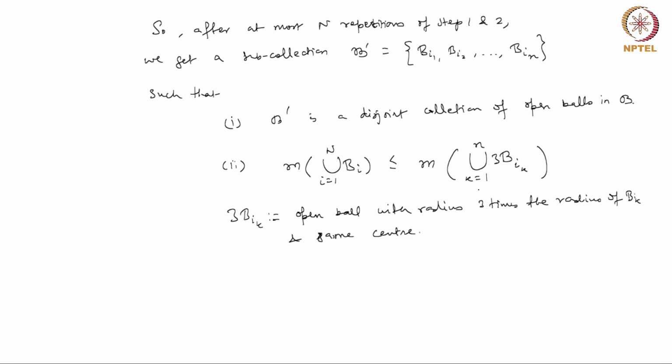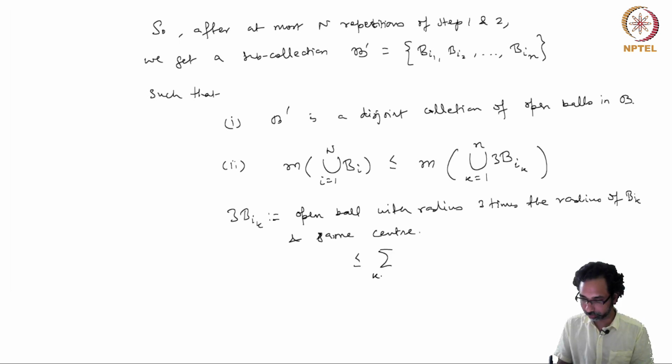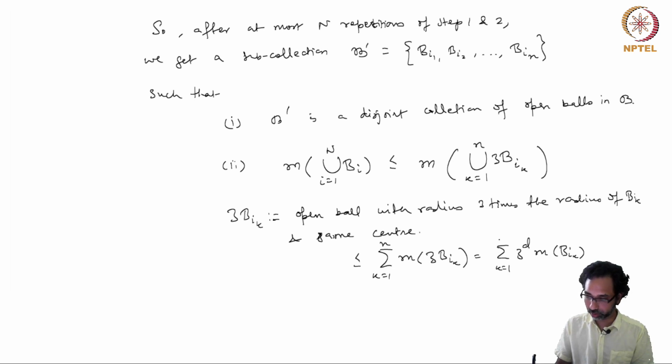And now again using the scaling property for the measures of balls, this is less than or equal to the sum bounded above by the sum of the measures of 3 bik, and this is precisely 3 to the power d measure of bik, k equal to 1 to n, and this is what we wanted because you can take the 3 to the power d outside. So we get a disjoint collection of open balls in B which satisfies this inequality that we wanted.